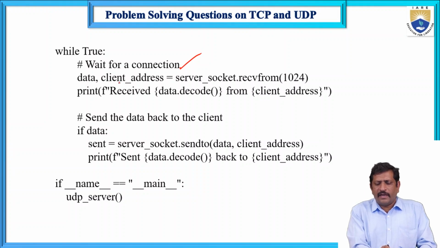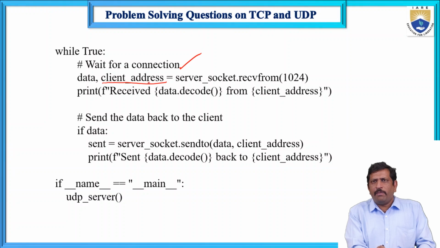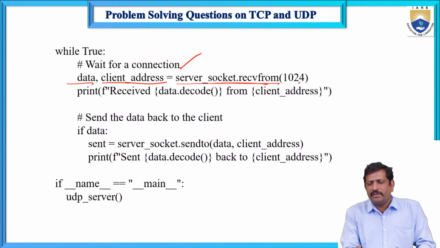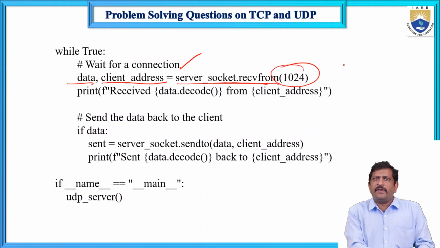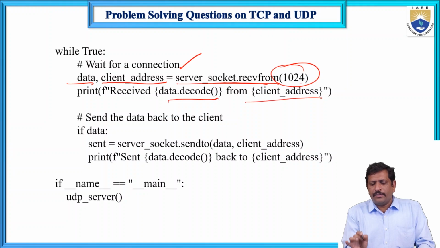And here is the client address, with the help of which the data can be transferred. Whatever data is being transferred, the server socket receives it through this particular port. Port 1024 is the port number of the client. From that other client the server receives the data. So based on this client IP address and port number, the server receives the data. After receiving the data, it prints the received data decoded from the client address.